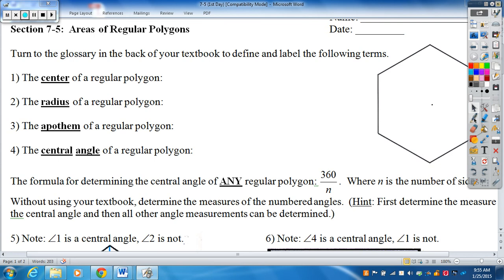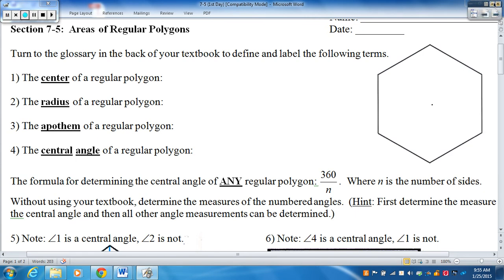Before we get started, I want to review a little bit of what we've talked about earlier on this year, and the fact that we have covered regular polygons, but we haven't covered the area of regular polygons or how to get them.